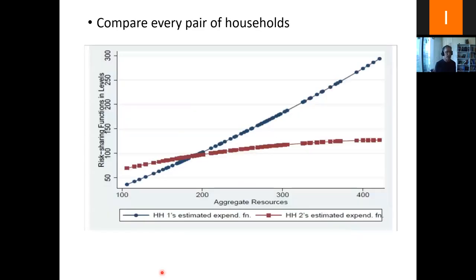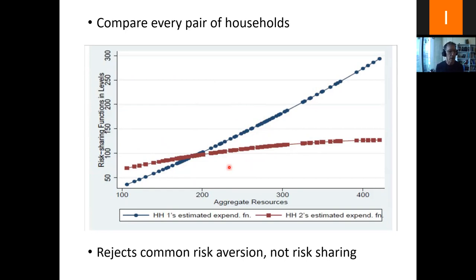Okay. So how would we test it? We can compare every pair of households, person i and person j. Here's the more risk averse person. Here's the less risk averse person. This is aggregate consumption in the village, and this is how the optimal risk sharing consumption is for person 1 and person 2. It could be the case that they're not looking like they move together. One could be steeper than the other because of this risk, because person 1 is taking on more risk than person 2. This finding won't reject Pareto efficiency. It rejects common risk aversion. Person 2 is fluctuating less than person 1, not because they haven't shared risk fully, but because person 1 is willingly taking on the extra risk.